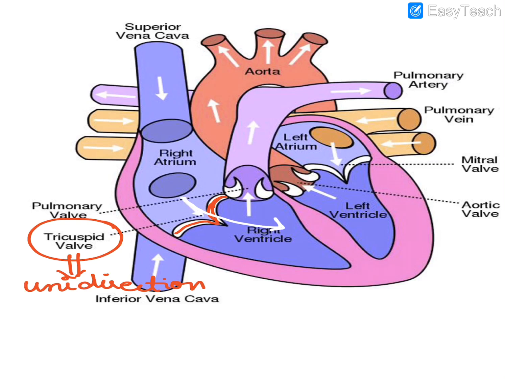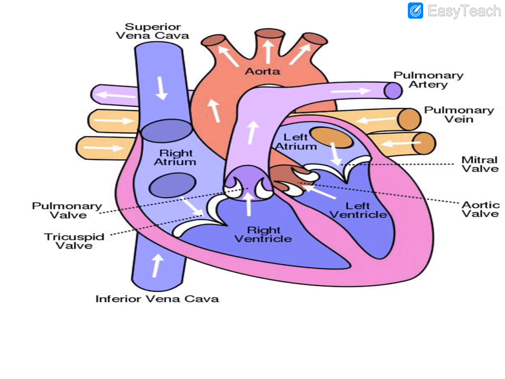Now, next what will happen? After that, the right ventricle also starts contracting. So the walls will start coming close to each other because of contraction. The volume of the right ventricle will start reducing and the pressure will start increasing. Again, pressure is put on the blood that is present in the right ventricle.